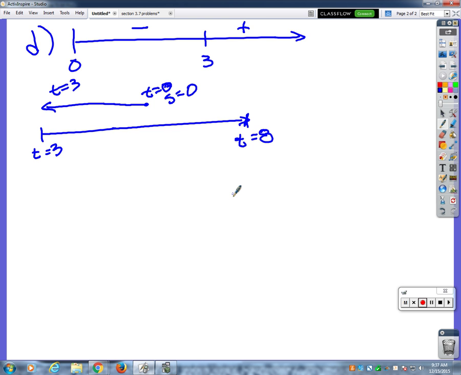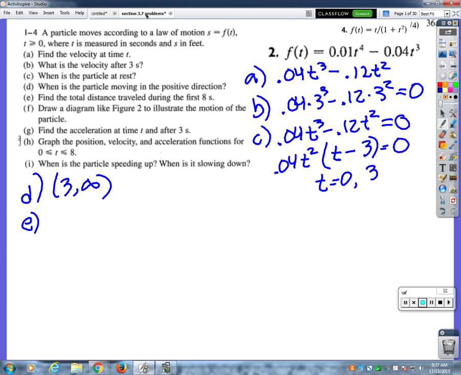And then if you plug 3 into here, no, that's the velocity. We don't plug it into the original one.